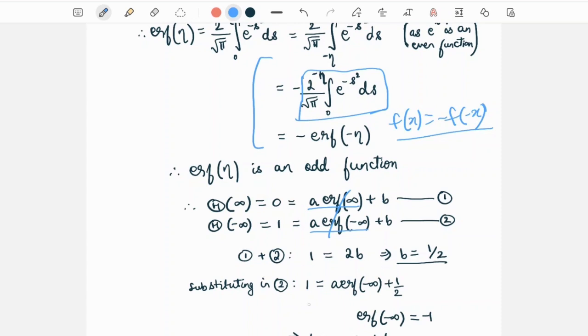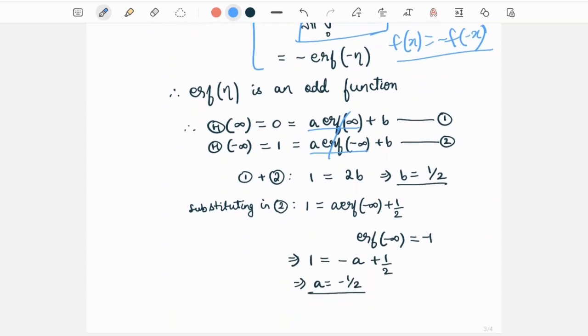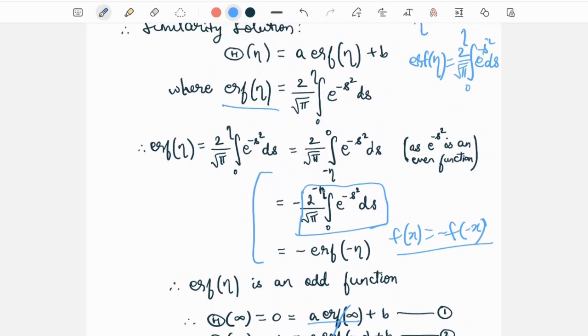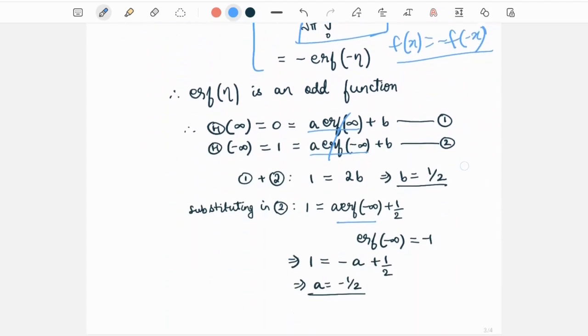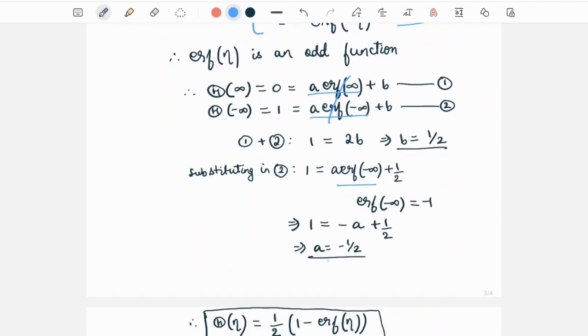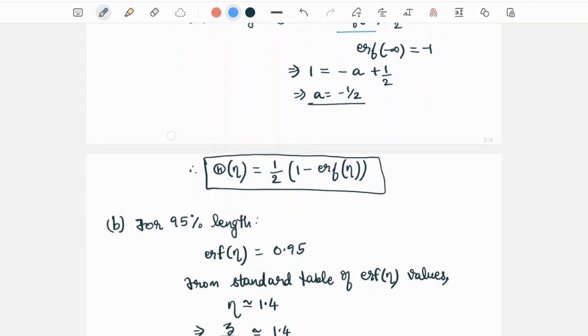And now we substitute back into either of the two. I've put it into 1. We know that the error function of minus infinity is minus 1. How? If you put minus infinity here, that's what we'll get, as that's the standard form. So using this, we can get that a is equal to minus half. So finally, this is our theta. And from this, we have gotten our average concentration as this.